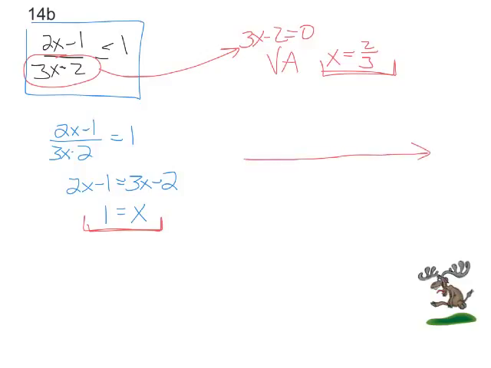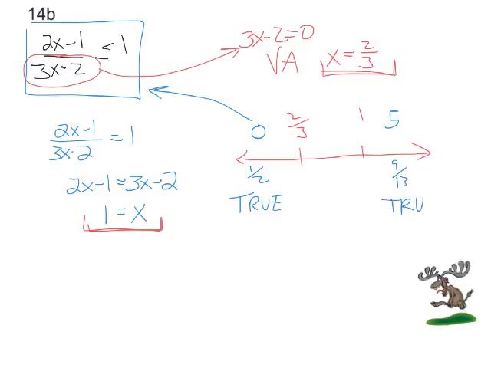So again, we'll set up a number line like we did before, and we've got 2/3, and we've got 1, and let's test some values. So a number less than 2/3 is 0, so if I plug 0 into the equation, I'm going to get 1/2, which is less than 1, so that's true. If I plug, we'll go with 5 into the equation, we'll get 9 over 15 minus 2 is 9/13. That's less than 1, so that's also true.